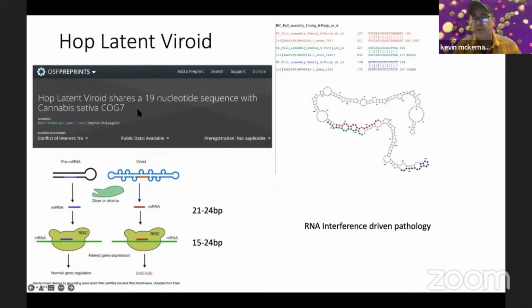So COG7 is involved in shoot apical meristem growth. So that kind of makes sense. We hear about dudding and we hear about this thing being in roots.